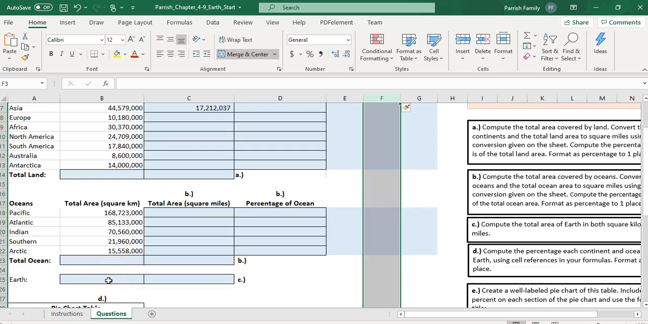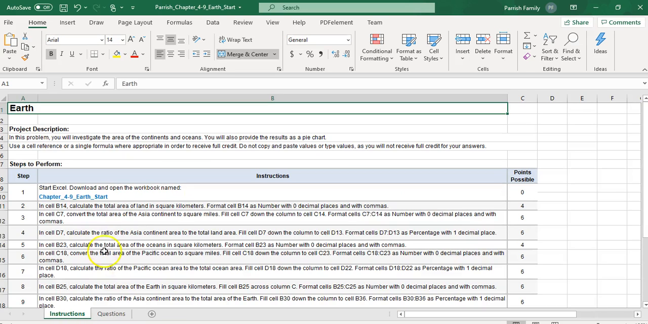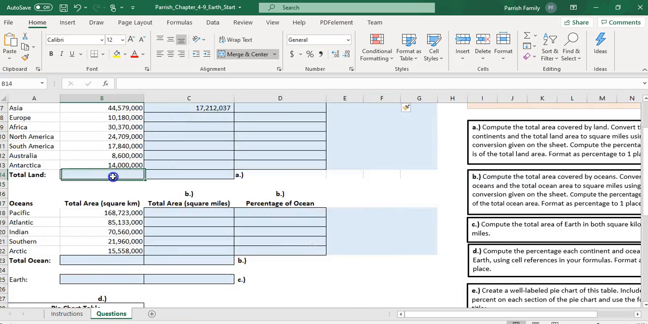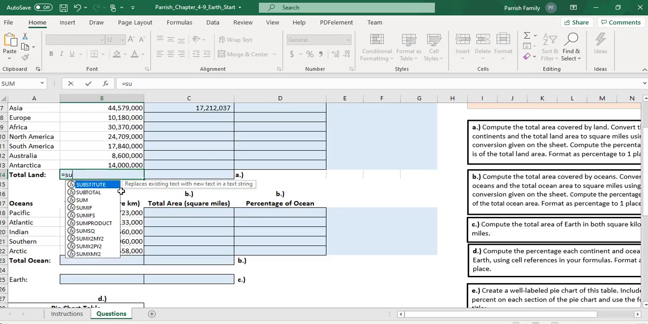So the Earth is going to be comprised of the total of all of the continents and the oceans together. So let's look at our instructions. Instruction number 2 says in cell B14, calculate the total area in square kilometers. Make it a number with 0 decimal places and commas. So B14 is right here, and we want to find the total of all the continents. So we're going to do a sum formula.